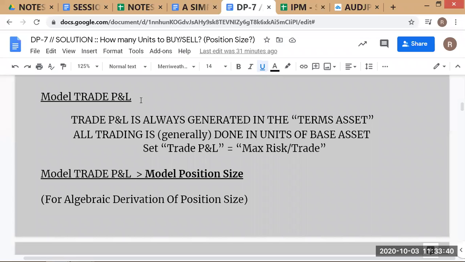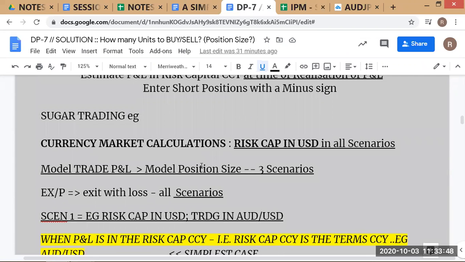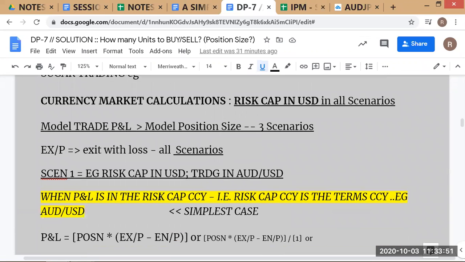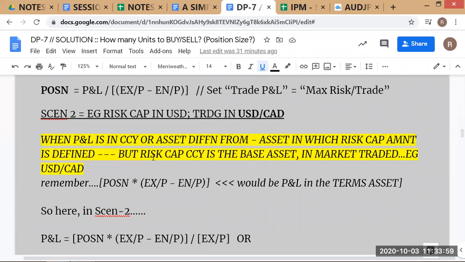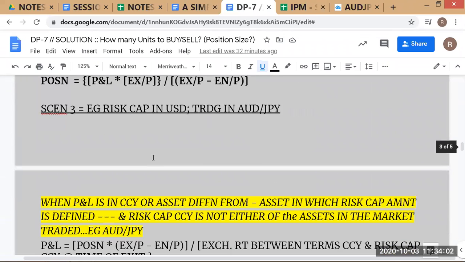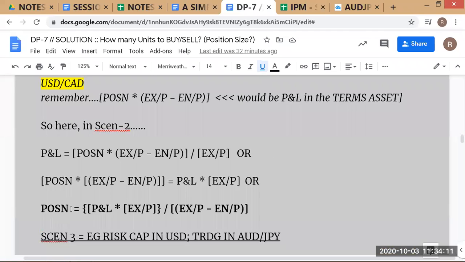Okay, so next step is to model the trade P&L. In each scenario, what we have done is we have first modeled the trade P&L, and then we have figured out the position size by just cross multiplying and moving some terms around. So let's take one example. In the middle one, let's take scenario 2, or let's take the most complicated scenario 3. What did I tell you? That there are two parts to the modeling of the trade P&L. To come to the position size, first we model the trade P&L, and then we just do some cross multiplication and come to position size. That's not a problem. Yes, sir.